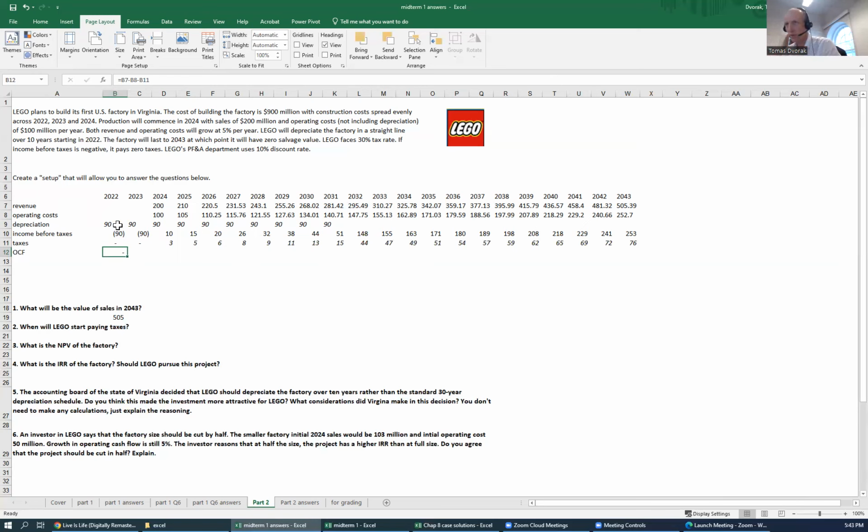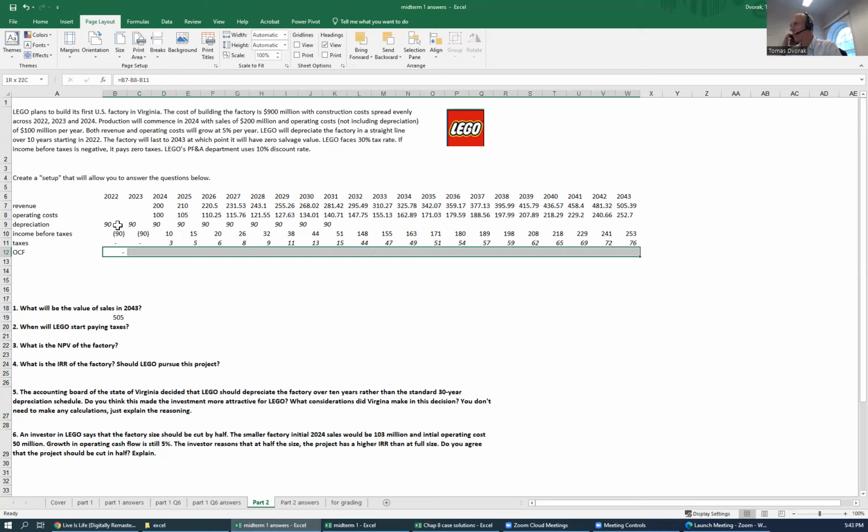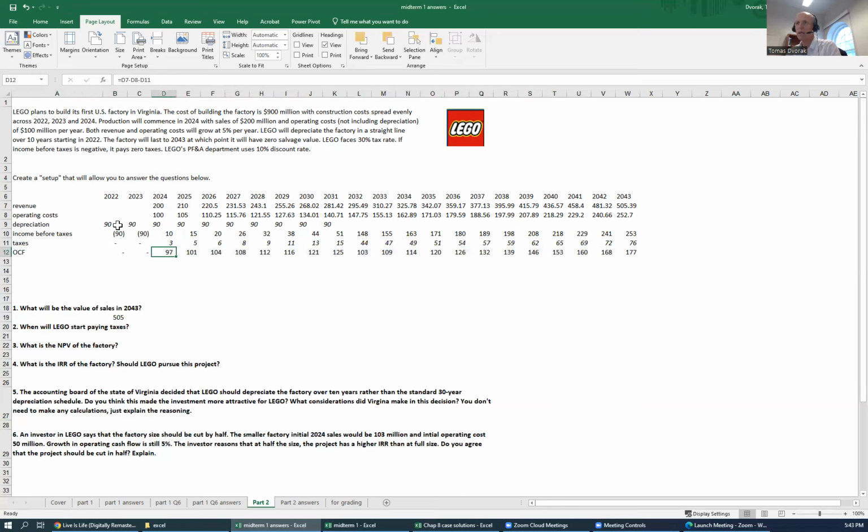So operating cash flow in the first 2 years looks like it's going to be 0, but then it's going to hopefully turn positive. Look at that. Here in 2024, the factory generates $97 of operating cash flow. Where does that come from? It comes from basically gross profit of 100 minus taxes of 3, which is $97.